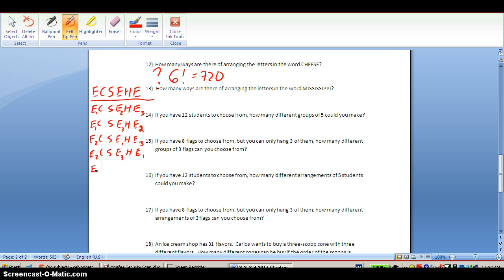Now I'm going to try E3 first. We've got C, S, E1, E2, and one more way of organizing the E's in this same combination of letters, in the same order, with just moving the E's around. All right, so this is E2, H, E1.